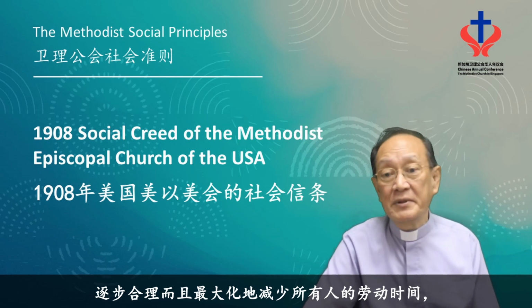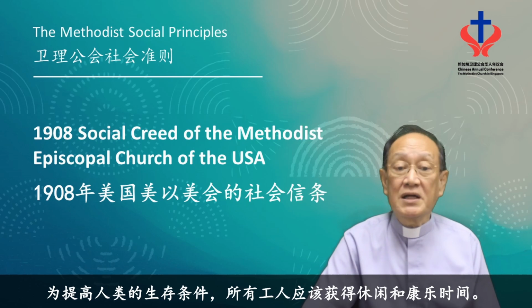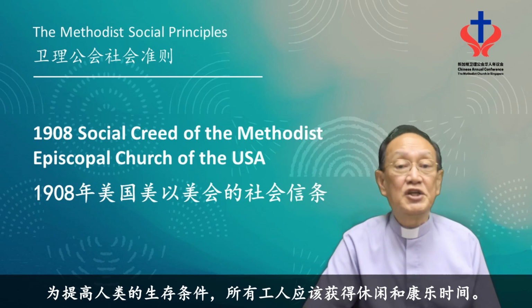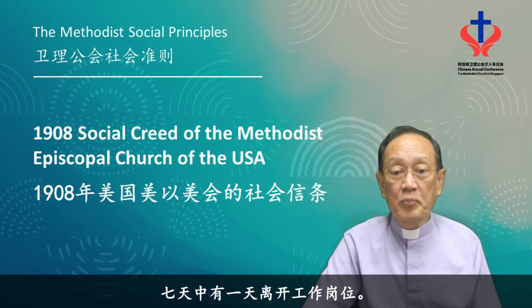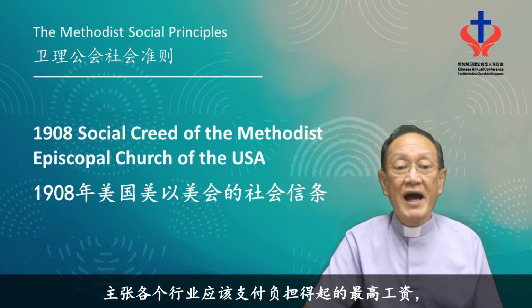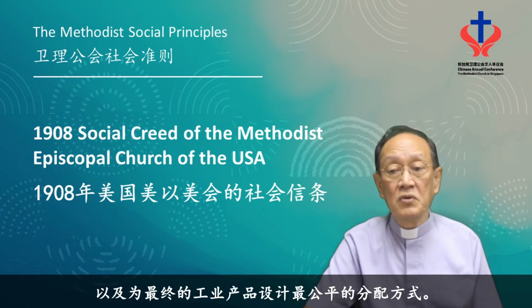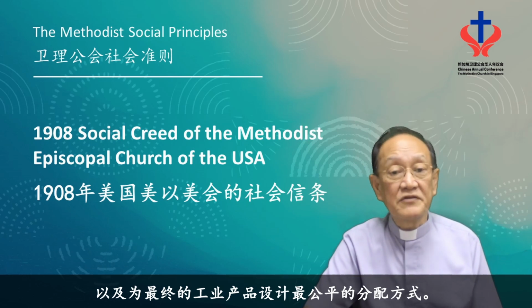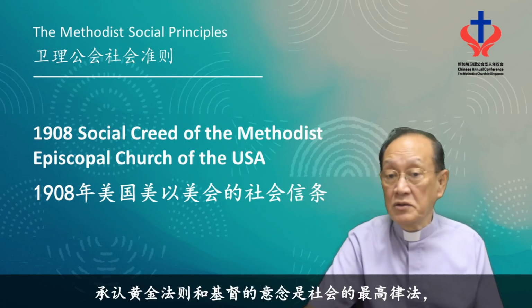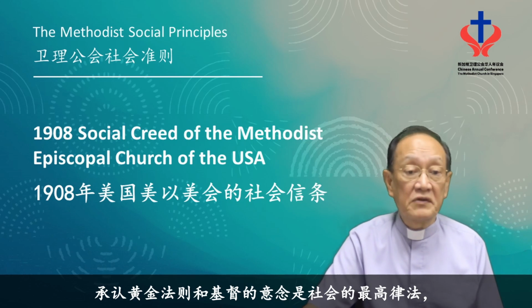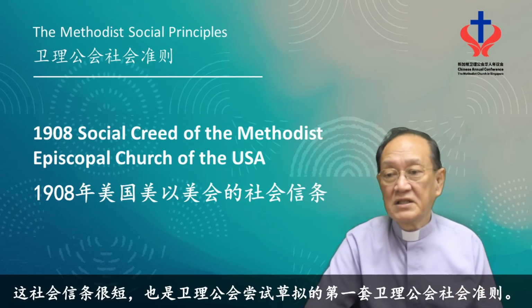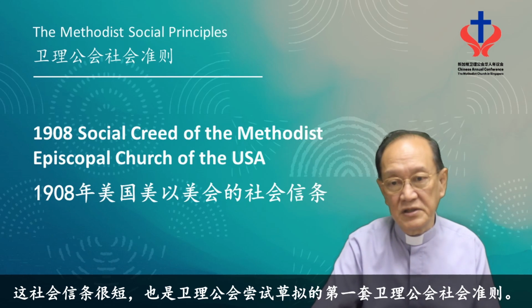reduction of hours of labor to the lowest practical point with work for all, and for the degree of leisure for all which is the condition of the highest human life, for release from employment 1 day in 7, for a living wage in every industry, for the highest wage that each industry can afford, and for the most equitable division of the products of industry that can ultimately be devised, for the reconciliation of the Golden Rule and the mind of Christ as the supreme law of society and the sure remedy of all social ills. It's very short. So this was the first attempt of putting together a Methodist social principles.